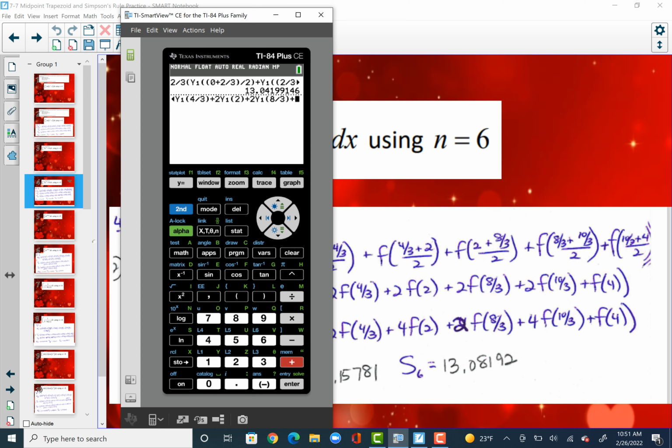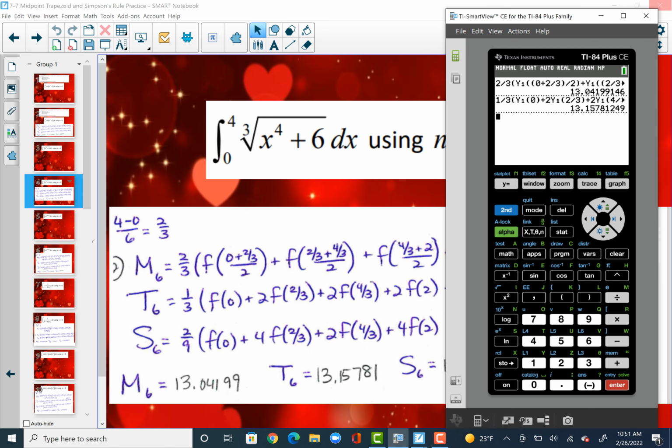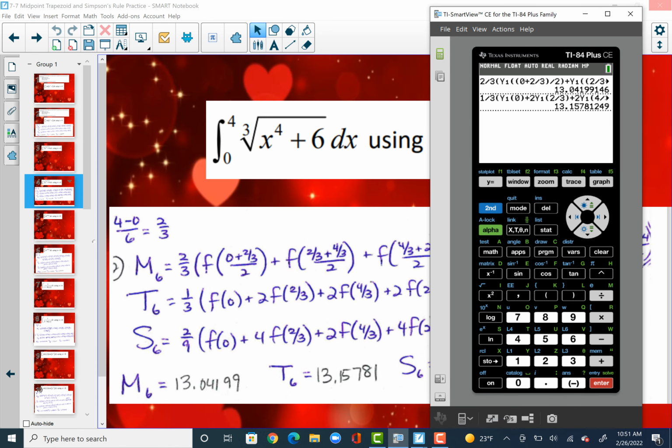Couple more. So that means I have a 2 on this one. Go to y1. Parentheses 10/3, close my parenthesis, and then plus, since this is the last one, we don't need a 2, so we hit alpha trace, or however you get your y1, and then in parentheses we're going to just put 4 in. Close your parenthesis for the whole thing and hit enter, and that's our answer for the second part. That's trapezoid.